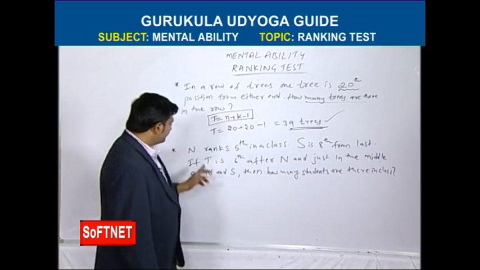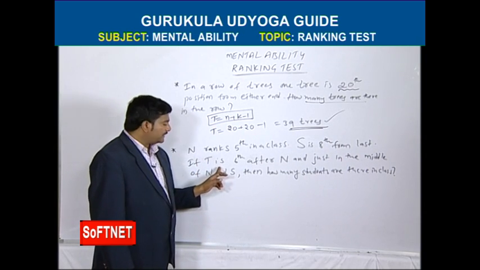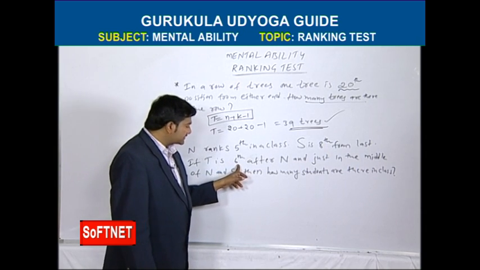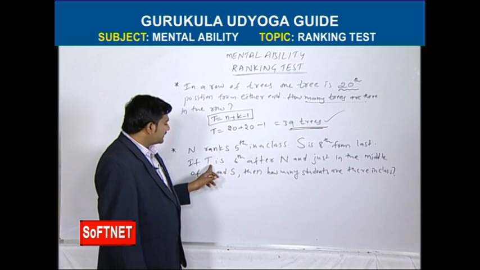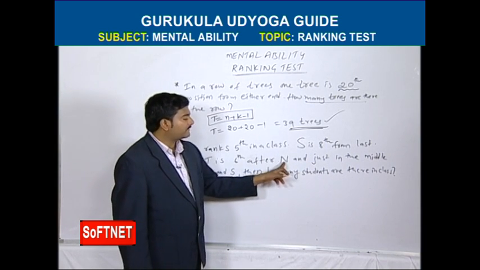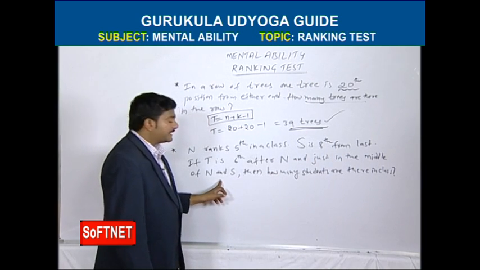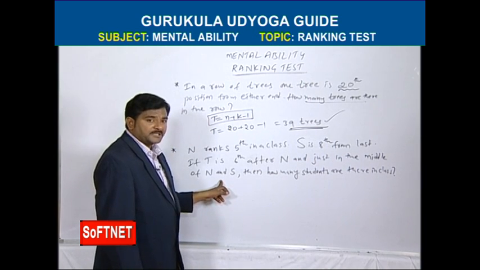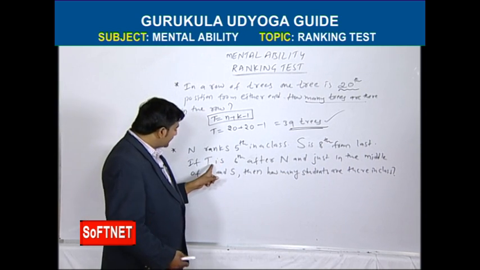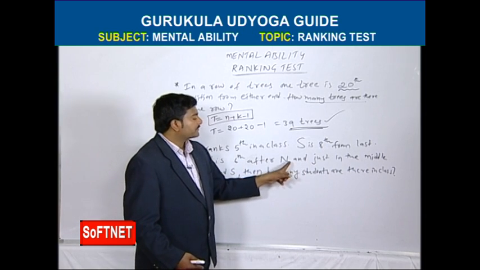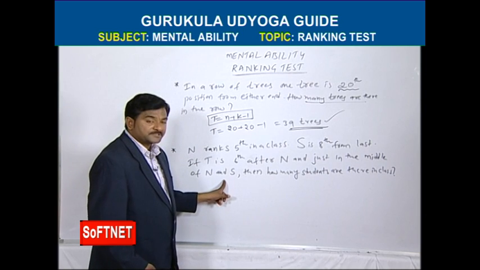Second line: if T is 6th after N and just in the middle of N and S. I repeat, if T is 6th after N and just in the middle of N and S. Who is just in the middle of N and S? T is 6th after N, and just in the middle of N and S. What does it mean?